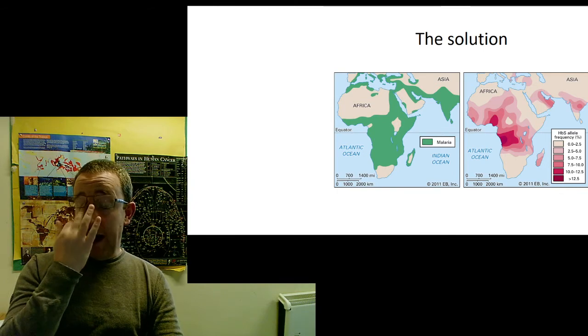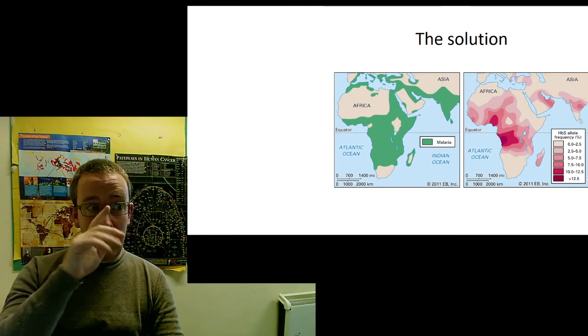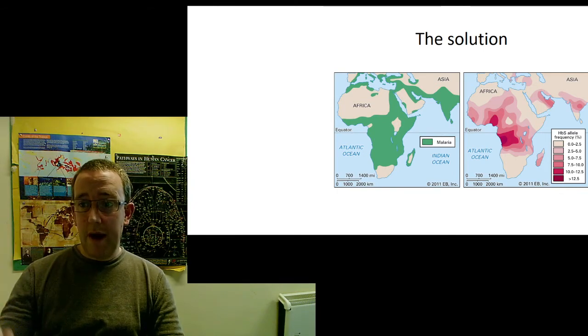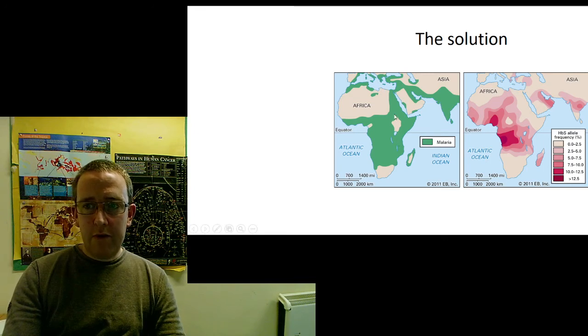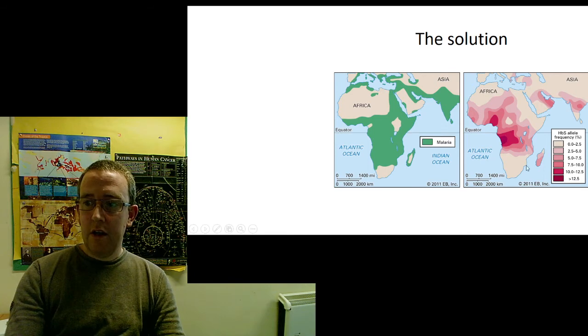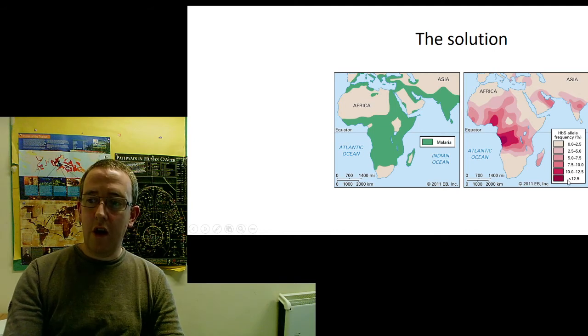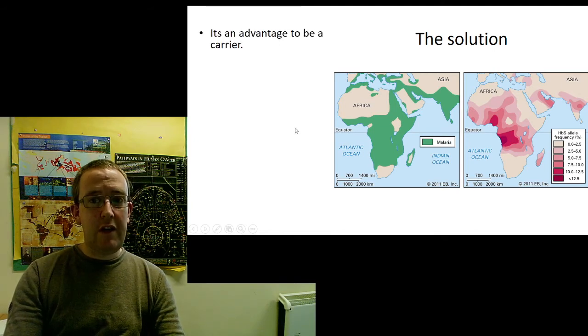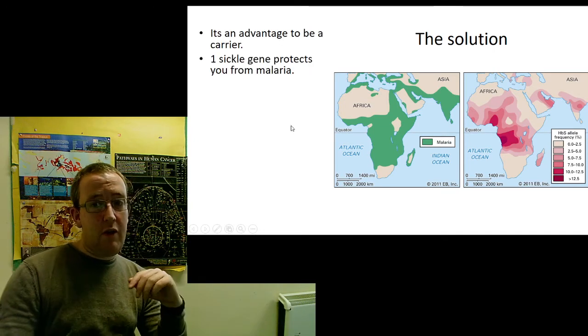So if you look at the maps, and I think this is a fascinating example of human evolution, we've got areas where malaria exists in green, and a heat map here of the frequency of the sickle cell hemoglobin gene. As you can see, down here, the heart of that malarial region is where you find the highest frequency of these sickle genes. So it's an advantage to be a carrier or have sickle trait.